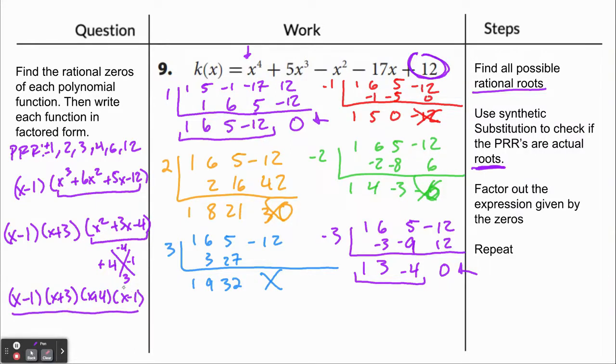I should notice I have x minus 1 twice here. So the final factored form would be f of x equals x minus 1 squared times x plus 3 times x plus 4. And my zeros are going to be 1, -3, and -4.